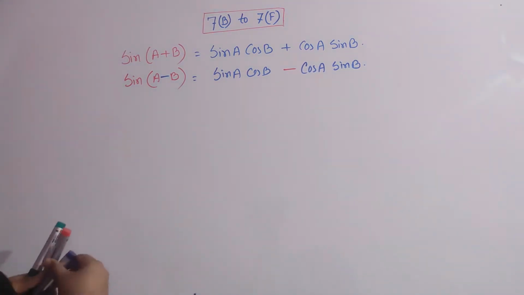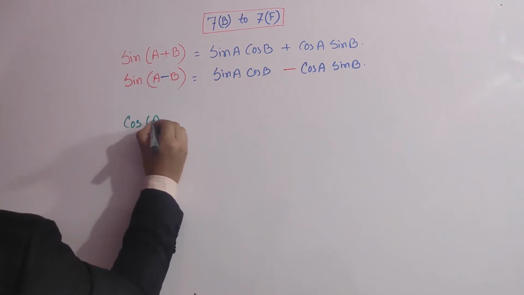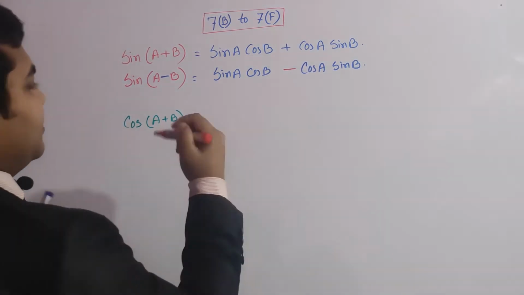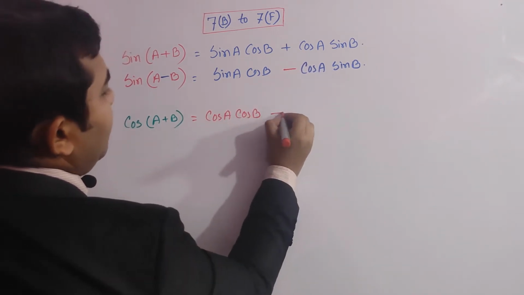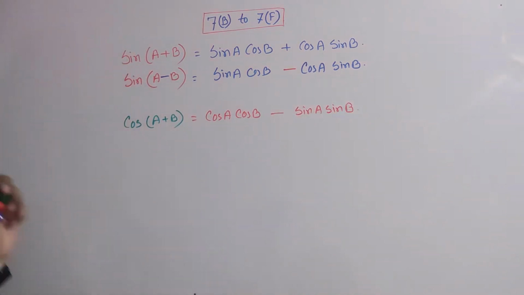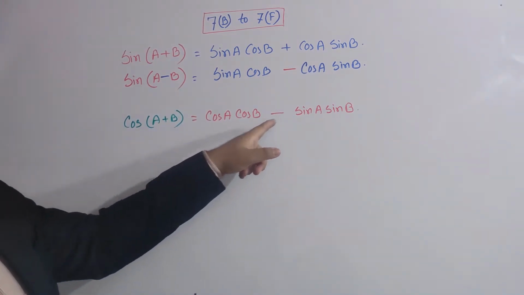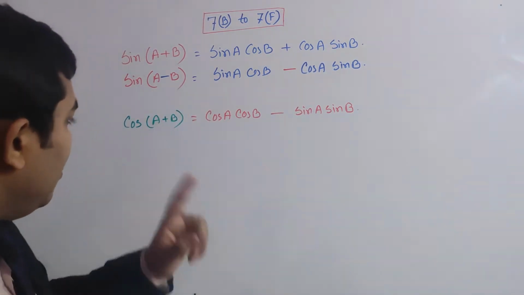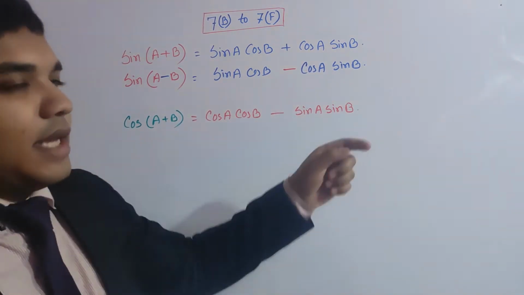Okay, so what about cos of A plus B? What's the formula for it? Cos of A plus B should be cos A cos B minus sin A sin B. Dear students, look at the board very carefully. The formula of cos A plus B is cos A cos B minus sin A sin B. So if here is plus, then we will get minus, and in the case of cos, both terms will be the same, that is cos cos, sin sin.